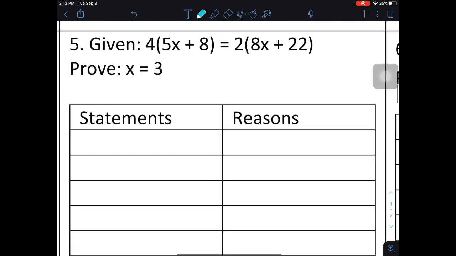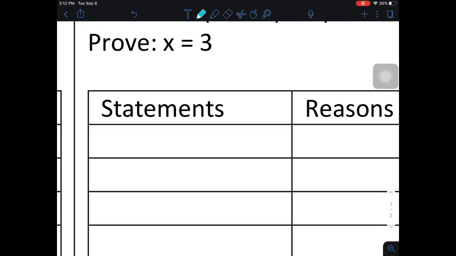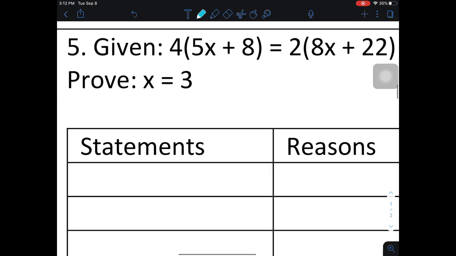Okay, moving on to the next one, number 5. So for this one, zoom all the way in because this problem is going to be a little bit tough to get in the box there.